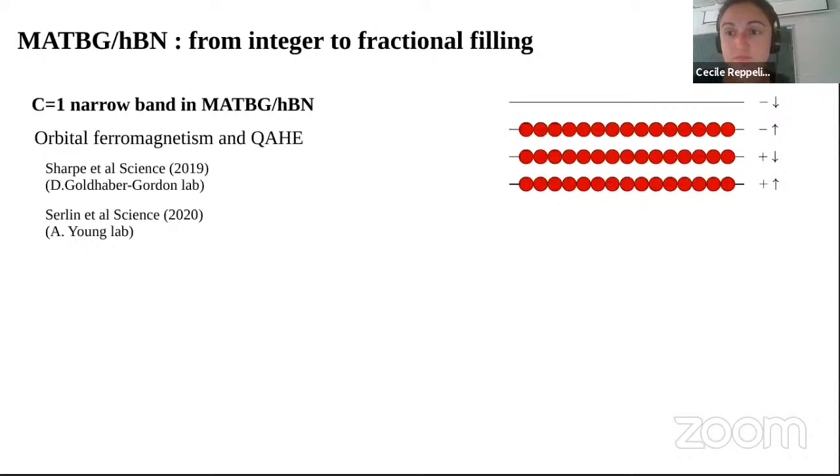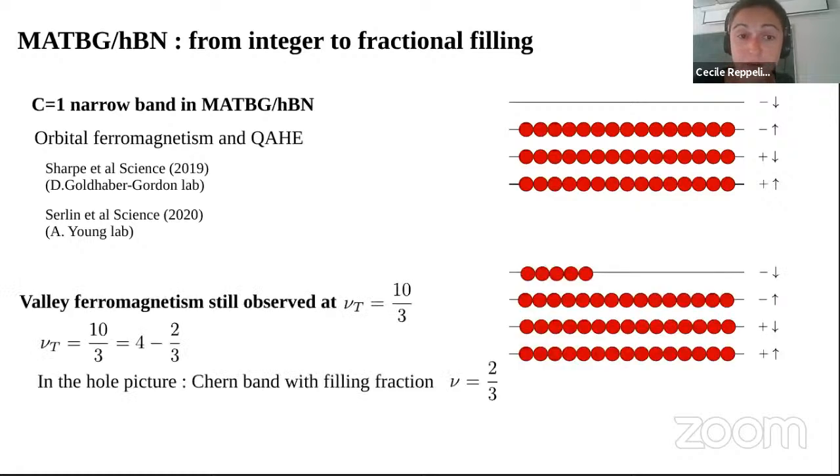So we have this narrow band. Since we have a Chern band which is almost flat, we have strong interactions. We already know that. Why couldn't we have a fractional quantum Hall effect in this Chern band? And I want to consider one specific filling, and I'm going to tell you why.